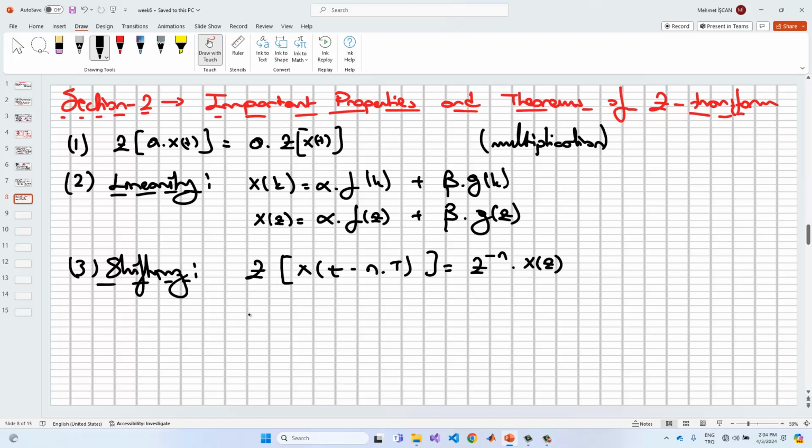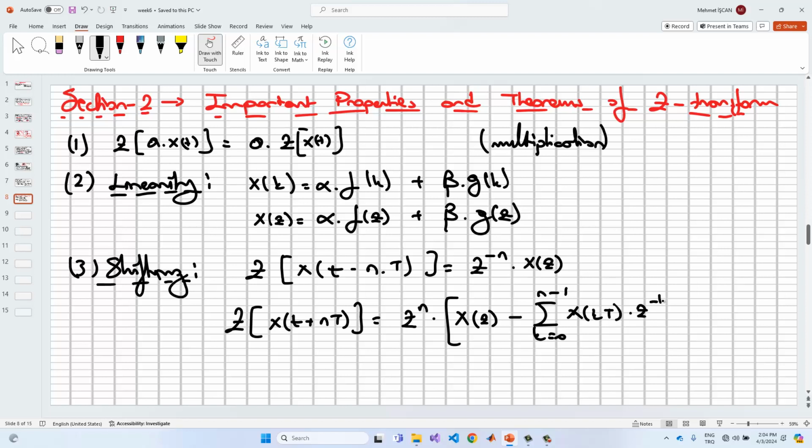Or if we have Z of x(t plus nT), just like this one, z to the n times X(z), but with a basic difference: minus the sum for k equals 0 to n minus 1 of x(kT) times z to the minus k. Okay, this is the simple property of the Z transform. If we have the reverse operation, the backward operation, we can just use this implementation.